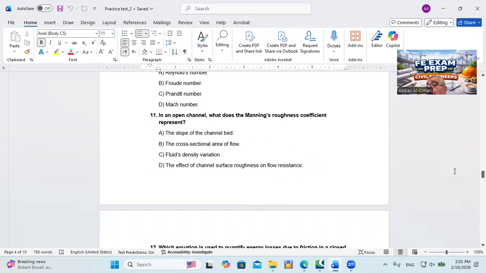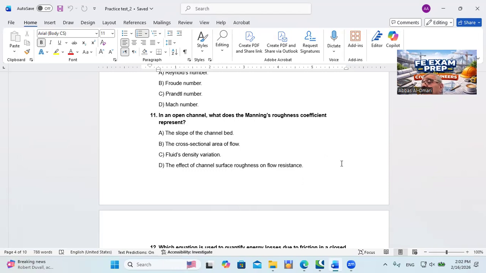The channel slope, the slope of the channel bed. Now, Manning's coefficient represents a frictional coefficient. So the cross-sectional slope, not correct. B, the cross-sectional area, not correct, of course. Flow density, not correct. The effect of channel surface roughness on flow resistance.